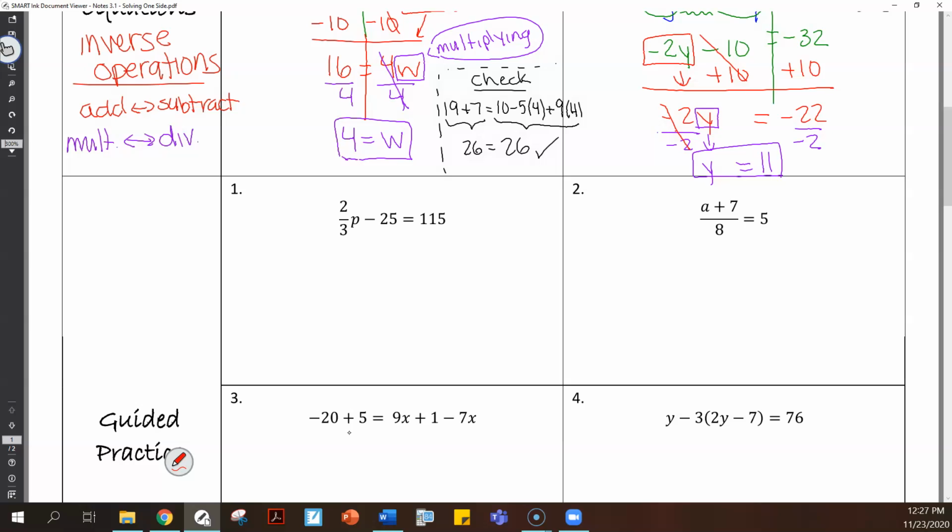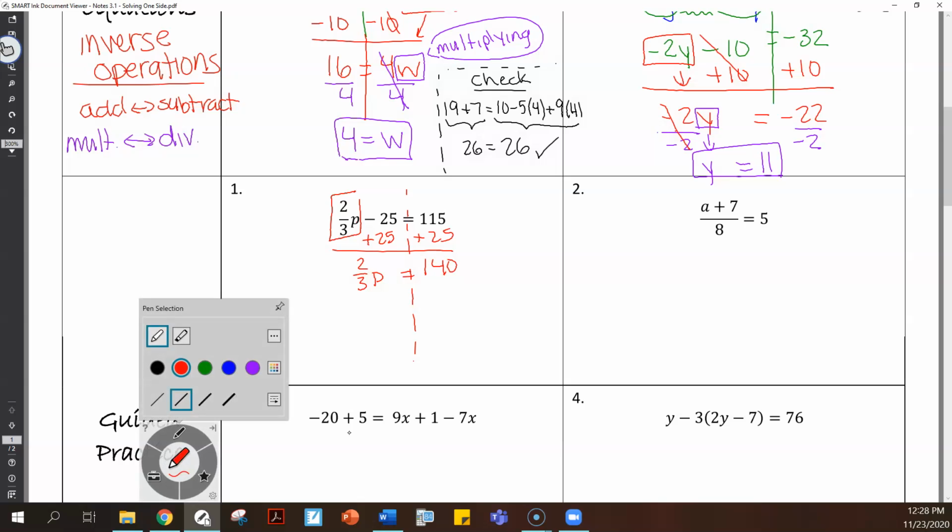So for number 1, I want my variable term alone. My variable is p, my variable term is 2/3 p. It's everything that's connected to the variable. Currently, that is not by itself. I have to get rid of the -25. So I'm going to add 25 to both sides. And I'm going to get 2/3 P equals 140. Again, check your work.